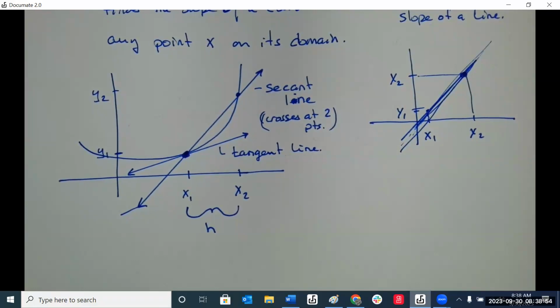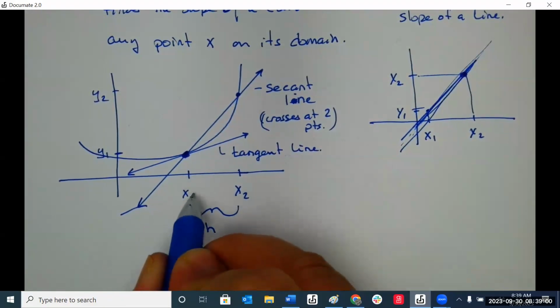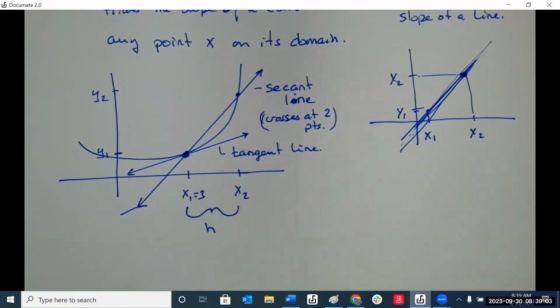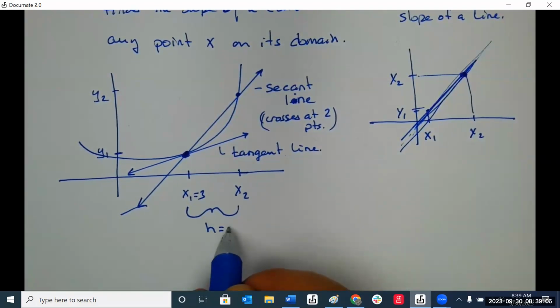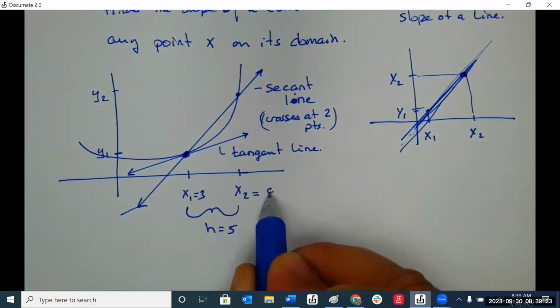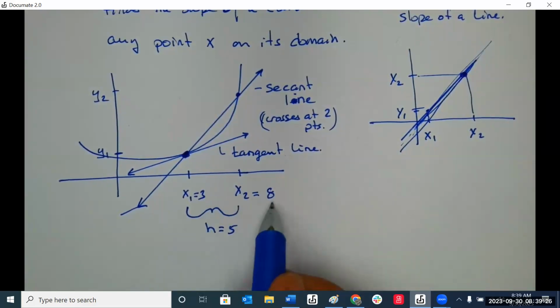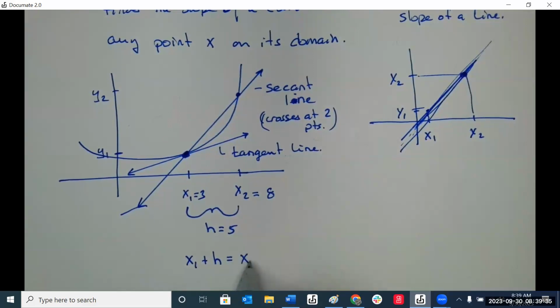So far, so good. Let's look at how these work. So let's say x1 is 3 and h is 5. So what do you think the value for x2 is? Remember, h is the distance between them. 8. You start off at 3, you add 5, you get to 8. So x1 plus h equals x2.